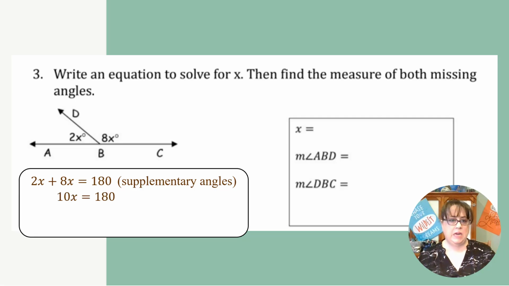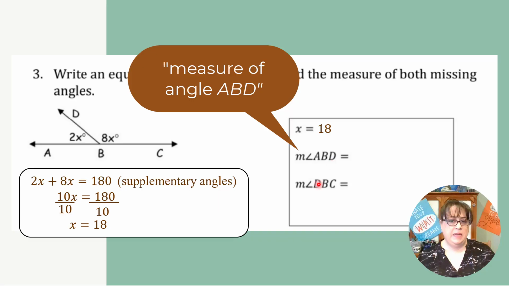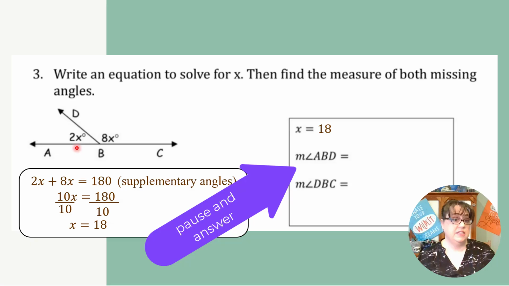So 2x plus 8x is 10x. And then when I divide both sides by 10, I end up with x is equal to 18. So knowing that x is equal to 18, I now can go about solving for the measure of angle ABD and the measure of angle DBC. That's how I read these: measure of angle ABD and measure of angle DBC. So now it's just substitution.